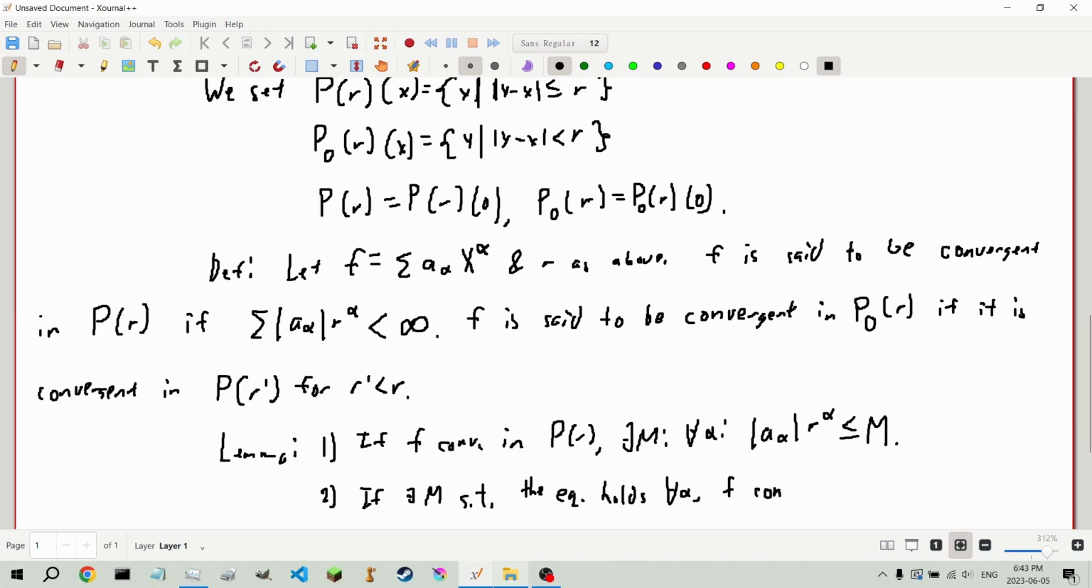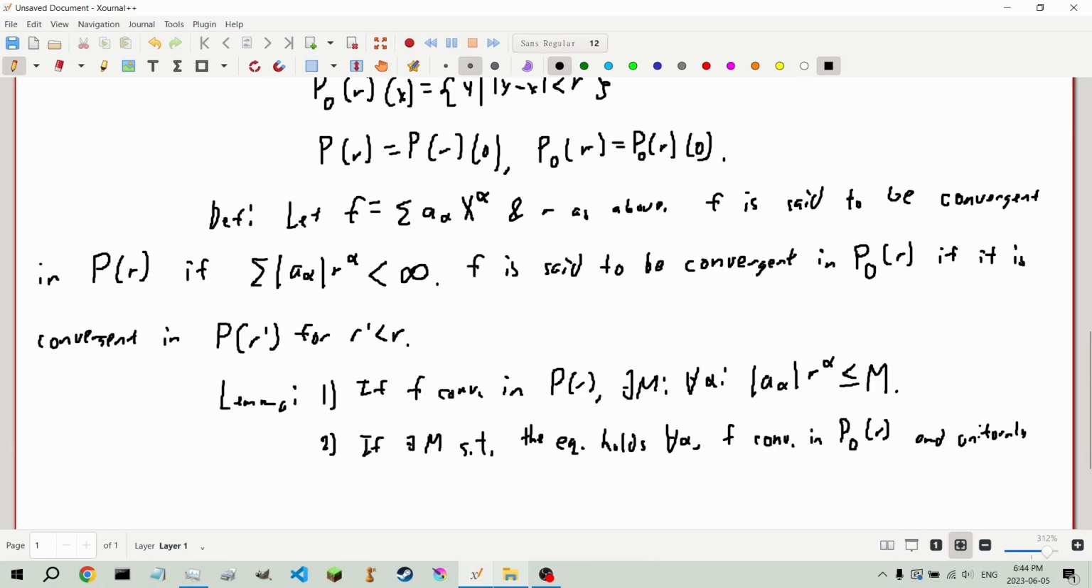f converges in the strict polydisk of radius r and uniformly in P_r' for r' less than r.